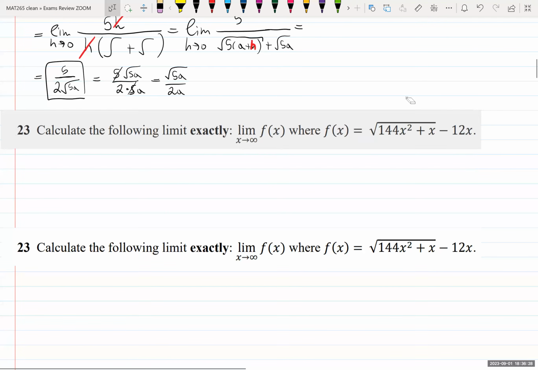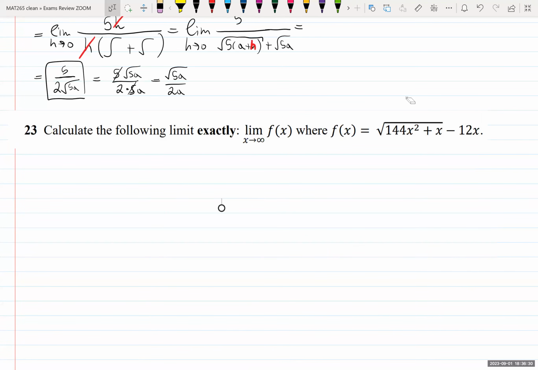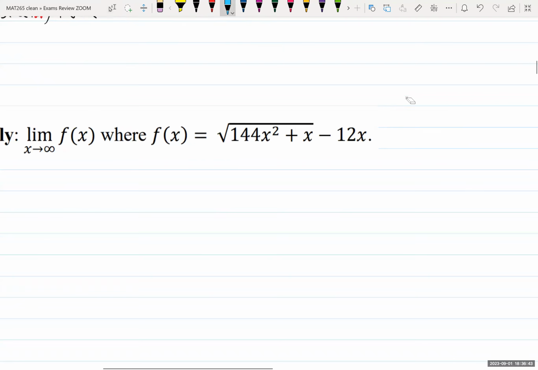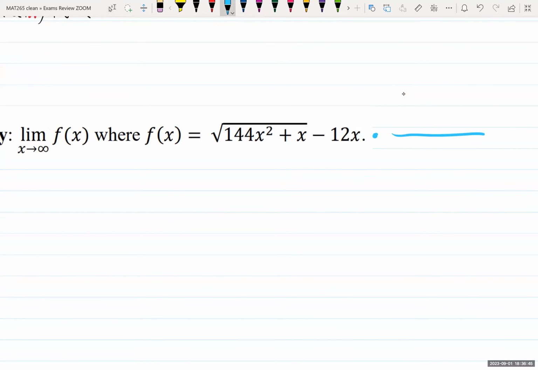This problem, do you know how to do this problem? It's exactly the same idea here with the conjugate again. So be careful. In general, when you see a square root, proceed with the square root. Which means now I just gotta do it right away. There's no fraction, so what? I still don't like square root. So multiply by the square root plus 12x and divide by the square root plus 12x.